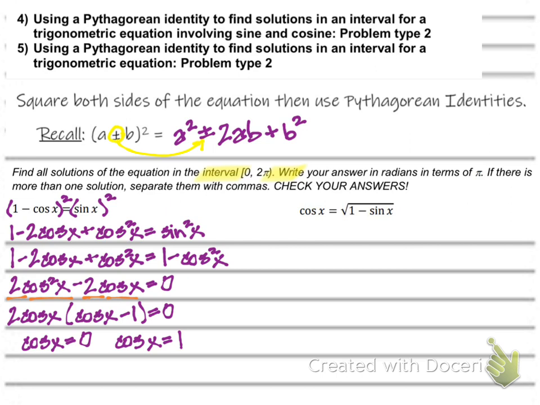Okay, so if cosine x is 0, thinking about the unit circle, that is either at pi over 2, right? Or 3 pi over 2. If cosine x is 1, that occurs only at the ordered pair 1, 0, right? Which is at 0.